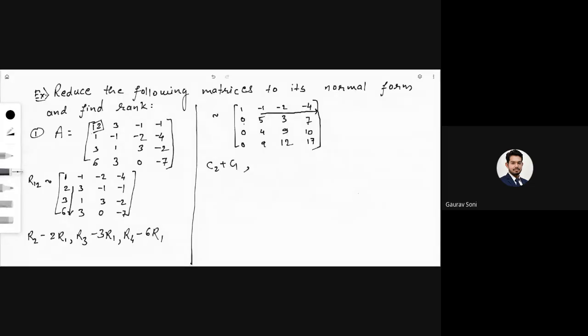So C2 plus C1, C3 plus 2 times C1, C4 plus 4 times C1. So just like I said, now use column transformation to make the right hand side entry 0. So what do I get?